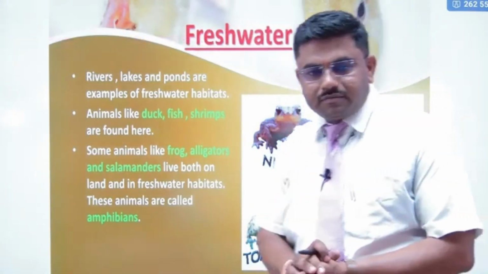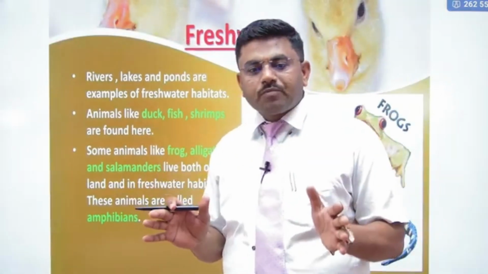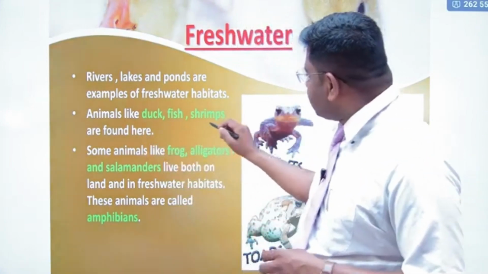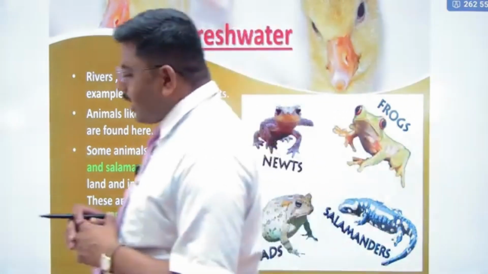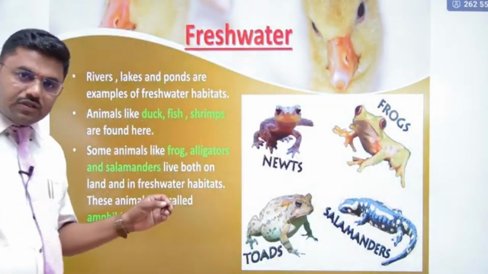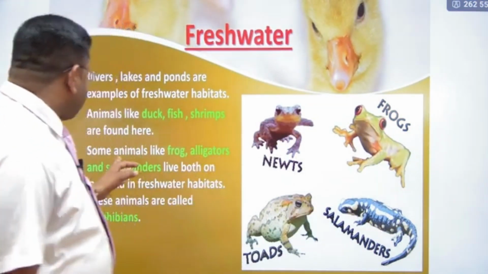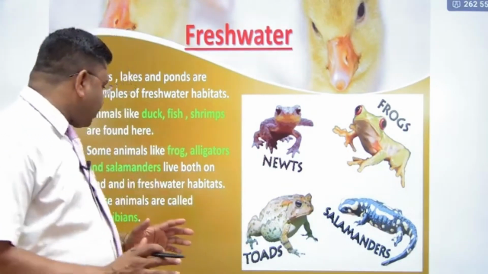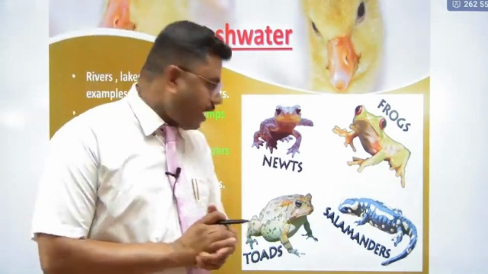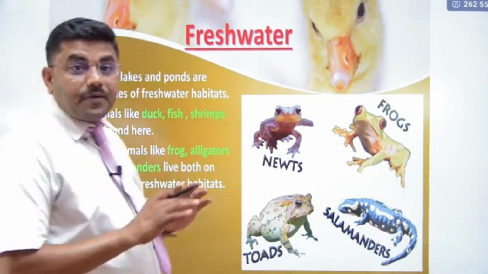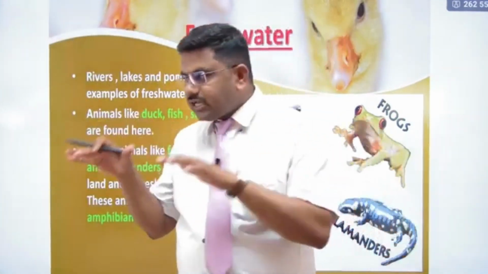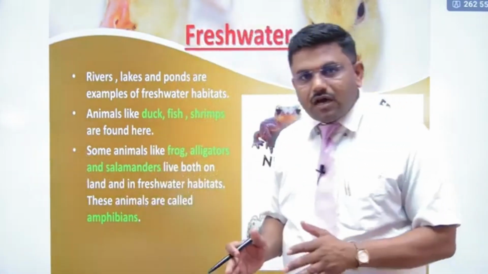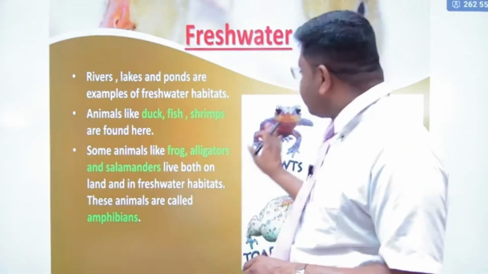Now freshwater: rivers, lakes and ponds are examples of freshwater habitats. Animals like ducks, fish and shrimps are found here, and these animals stay in freshwater. Some animals like frogs, alligators and salamanders live both on land as well as in freshwater habitat. The animals that live on land as well as in water are known as amphibians.